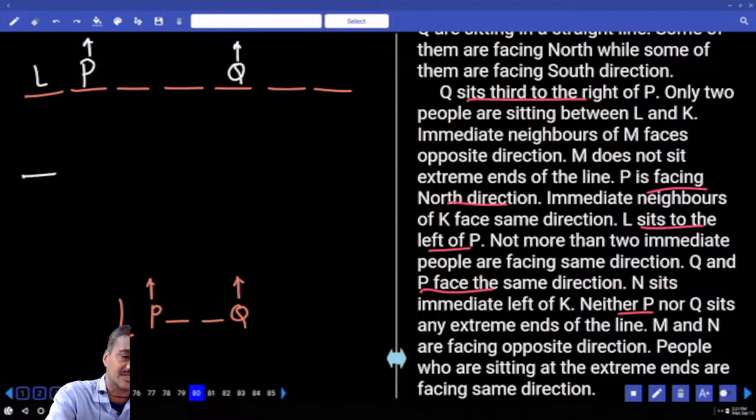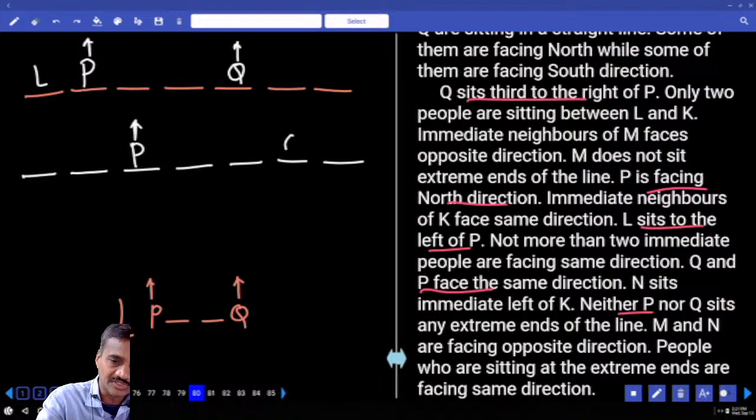Then in the second case, 1, 2, 3, 4, 5, 6, 7. Now if P is here, then P is facing towards north. Then Q is here, Q is also towards north, and L must be either here or here. There are 2 different possibilities to this end.